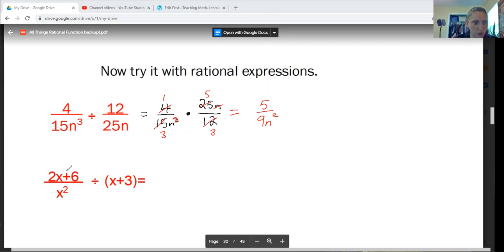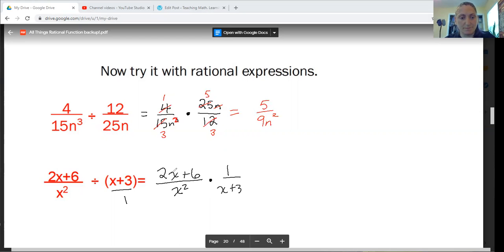Let's keep looking over here. 2x plus 6 over x squared divided by x plus 3. But how do we flip that? Remember, everything's over 1. You can always put it over 1 when we flip it. So we rewrite as 2x plus 6 over x squared times, we flip it, 1 over x plus 3. Now, at first glance, some of you may be saying, wait a minute, there's nothing to cancel here. Oh, really? Yes, there is. We have to factor this expression here.